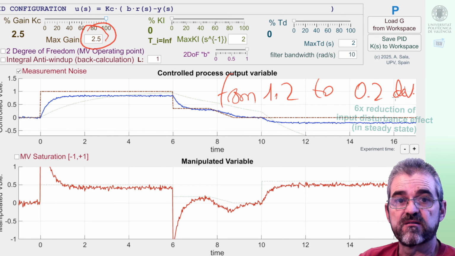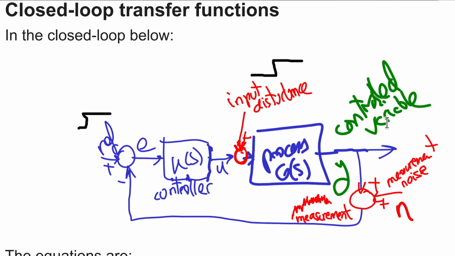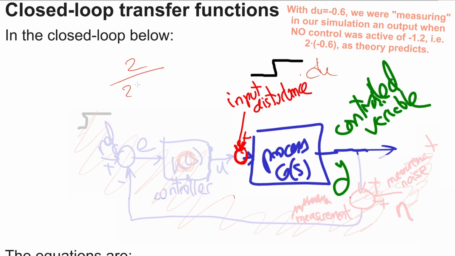How can we compute that from our theoretical formula? Well, in this closed loop, if I had no controller, then this would be 0, so the effect of all this would disappear, and the only thing I would have would be the open loop plant G reacting to one step in du. As my process was 2 over 2s plus 1, its DC gain was 2, and then the steady state error I see is just the input disturbance times the DC gain of the plant if control is not active.